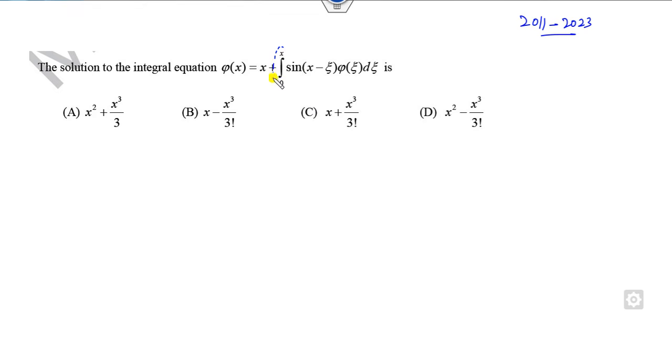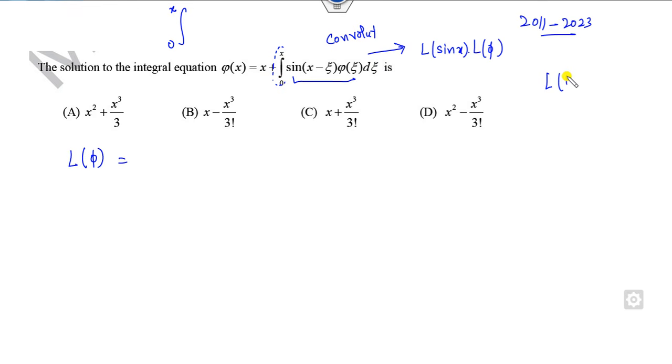Now you can see the limits are from 0 to x. So take the Laplace transformation on both sides. How can you take the Laplace of this? By using the convolution theorem. The convolution theorem here gives the Laplace of sin x times the Laplace of phi. What is the Laplace of x? We all know the Laplace of t is nothing but 1 by s square.